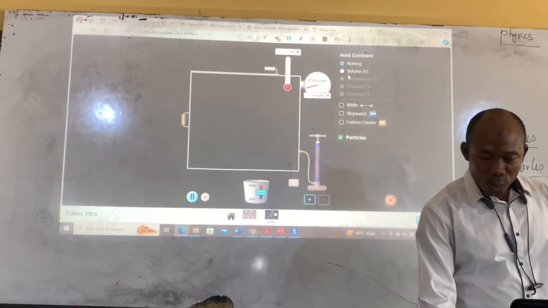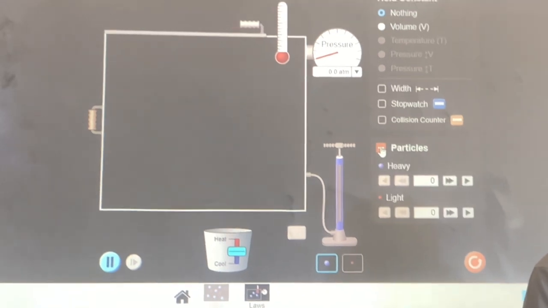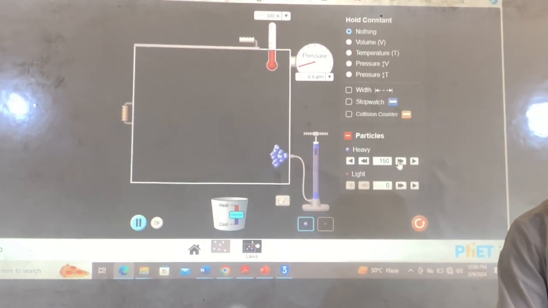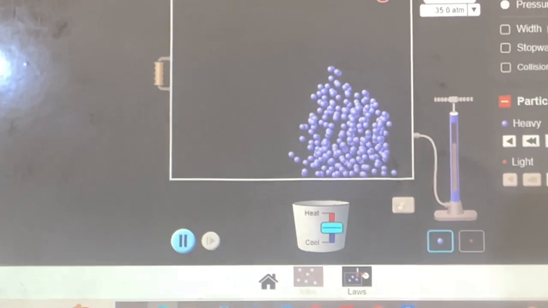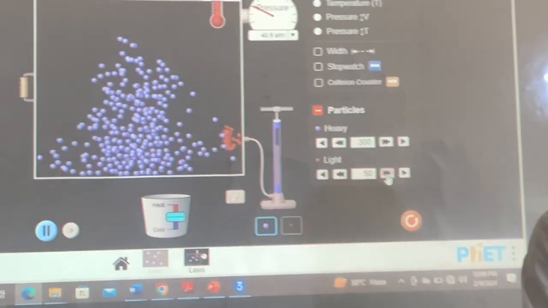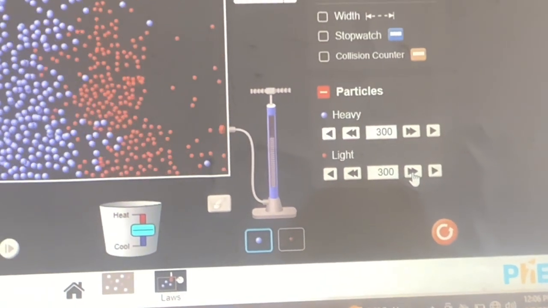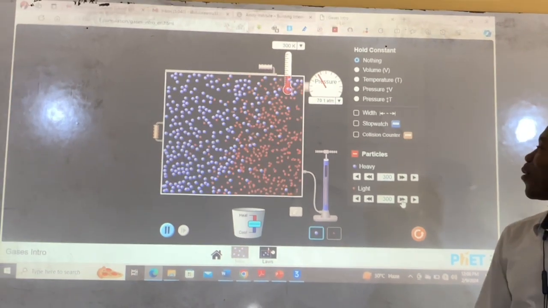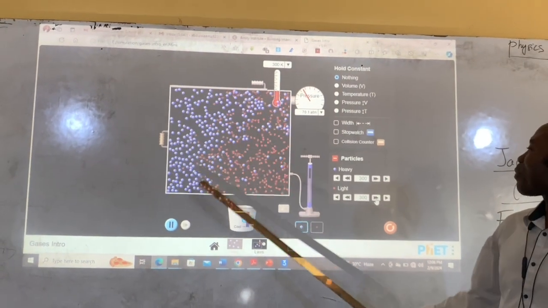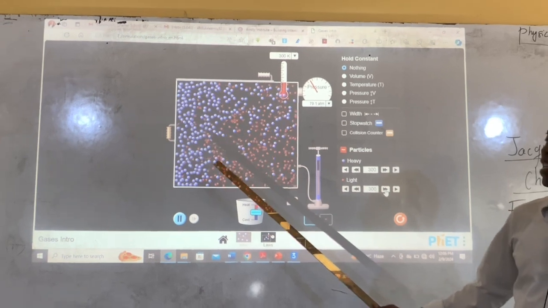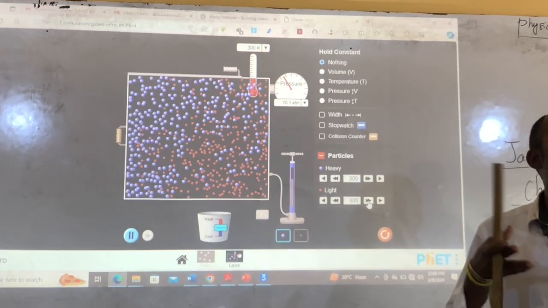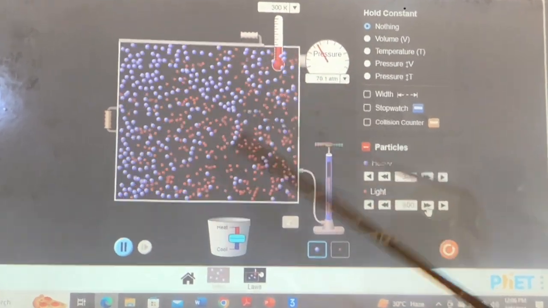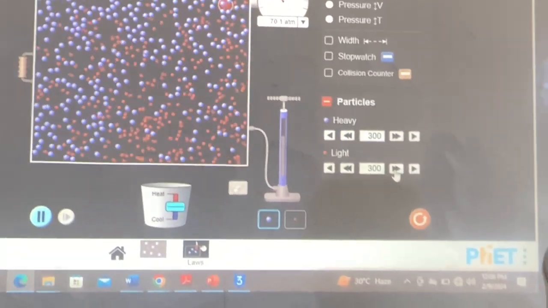So I'm going to introduce some particles. I'm introducing some particles, 300 particles. Can you all see the particles? What is happening here? There is massive collision going on. The more the collision, the more pressure builds up. So you can see the pressure is moving. If I introduce more, the pressure will move.